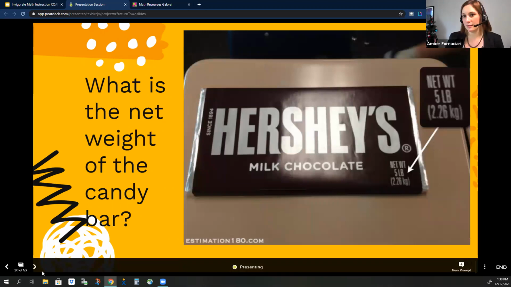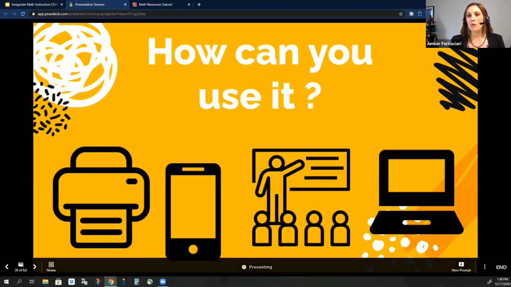It's 5 pounds. Yes, and you can buy it in Hershey, Pennsylvania. So if anybody's in Pennsylvania and wants to send me one, I'd be happy to accept that. I'm sure my children would love you too. How can you use it?